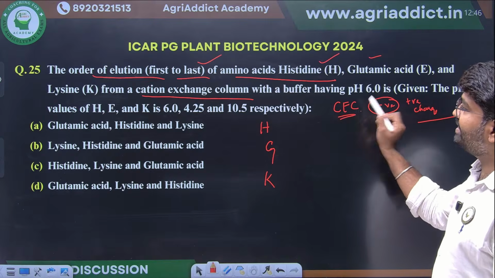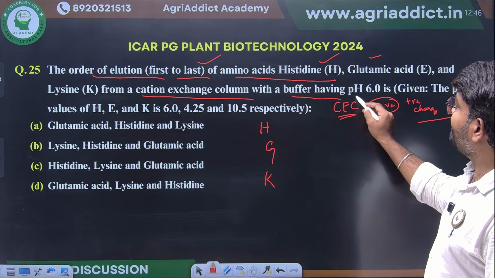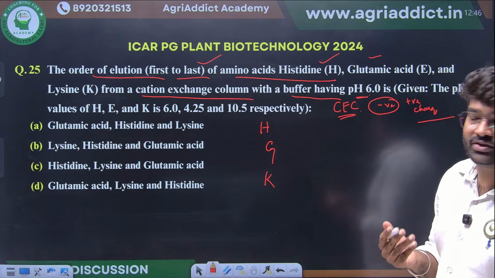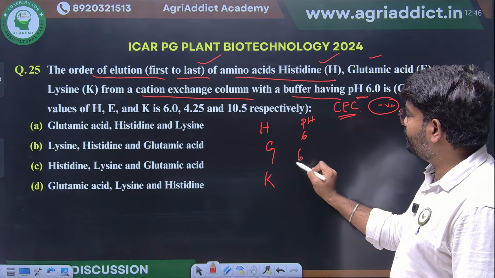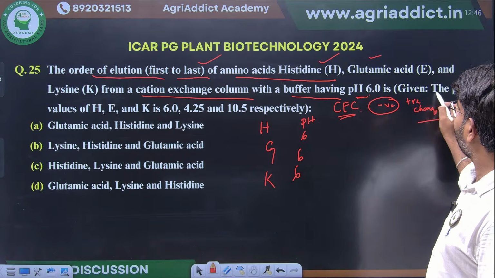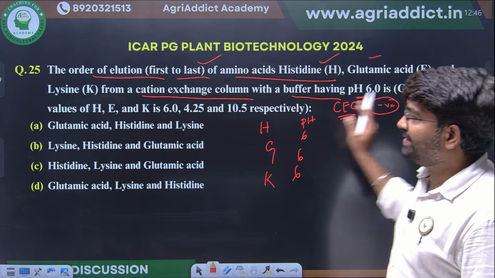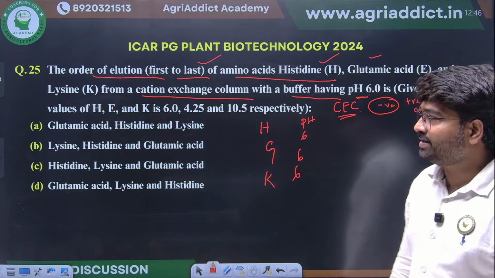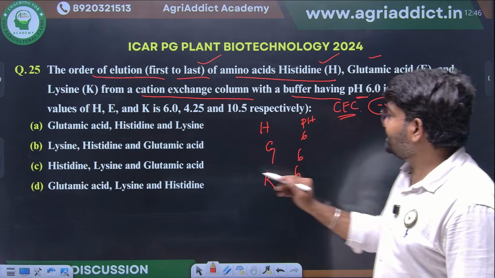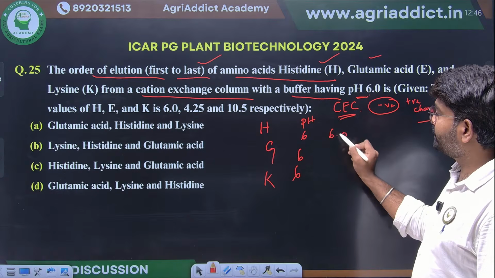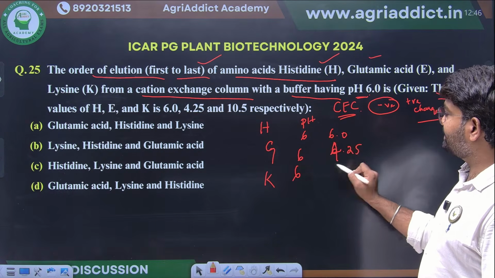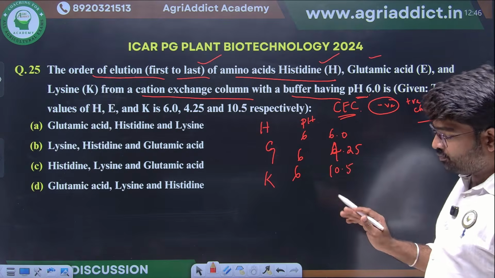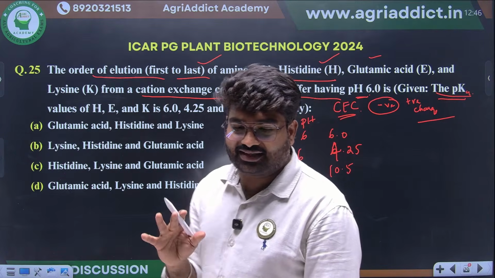That is cation exchange, with a buffer pH of 6.0. So the pH of the buffer is 6.0, and that will apply for all of them. Then they have given the pKa for each and every amino acid: the first is 6.0, the second is 4.25, and the third is 10.5. We already discussed these things in yesterday's lecture itself.